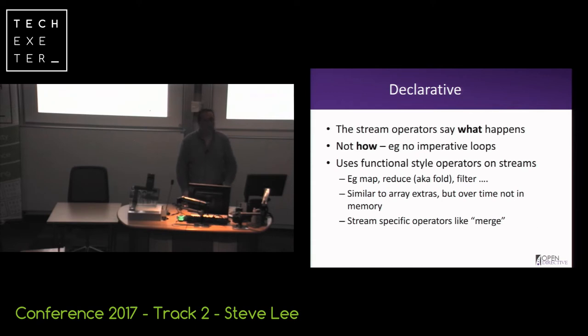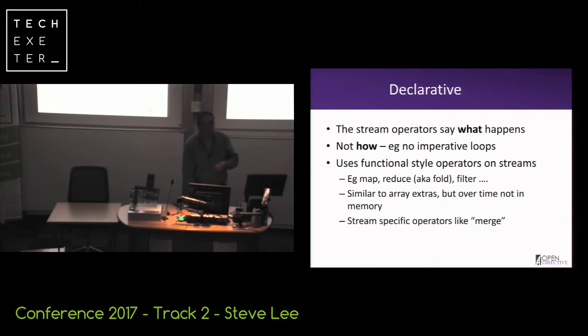It's not how. You'll notice there's no for loops, none of that rubbish. So it's very much steps, which makes it a lot easier to debug. But it's a different approach. It's like using SQL, which is declarative, compared to normal imperative code, as it's often called. And it also uses functional style operators on the stream, which I've just touched on. There's map and reduce, or fold, generally called now, and filter.